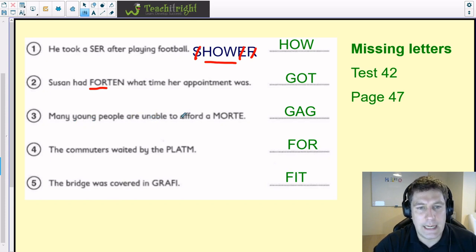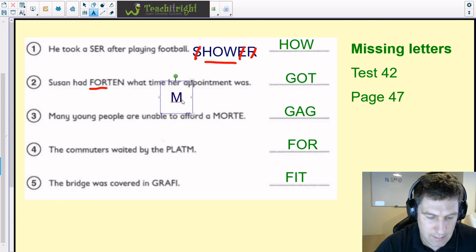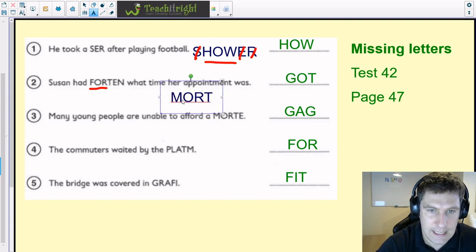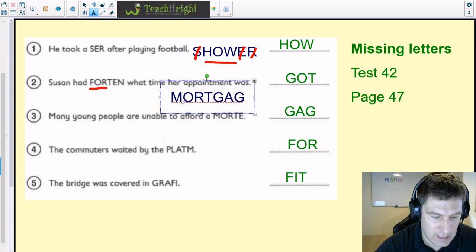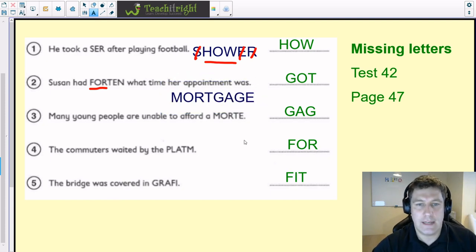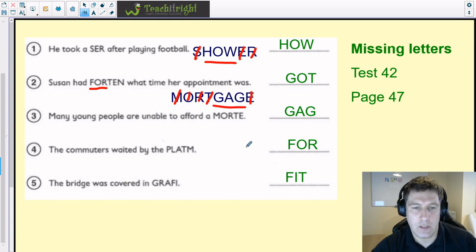Many young people are unable to afford a mortgage. Again, this is really important. It's all about spellings. M-O-R-T-G-A-G-E is how you spell mortgage. So again, if we cross out the letters that I was given, remember the letters always need to be consecutive, we cross these letters out and then we get gag. Well done if you got that one right.